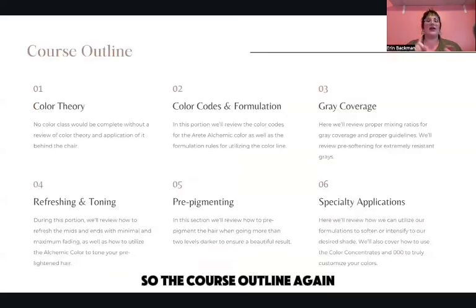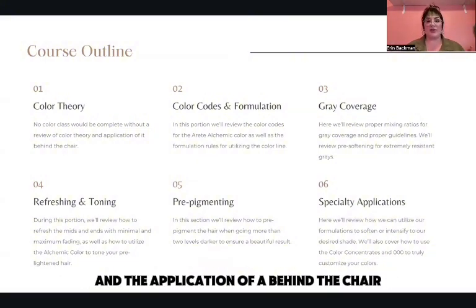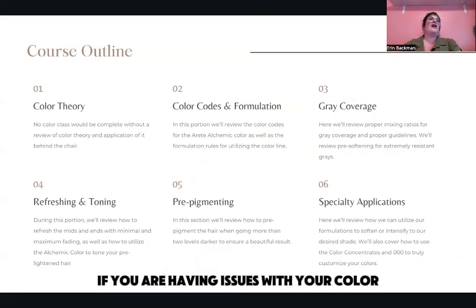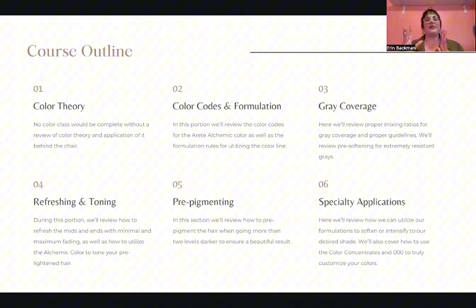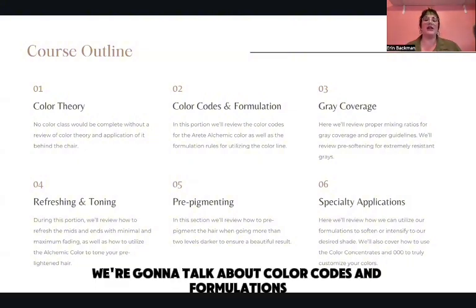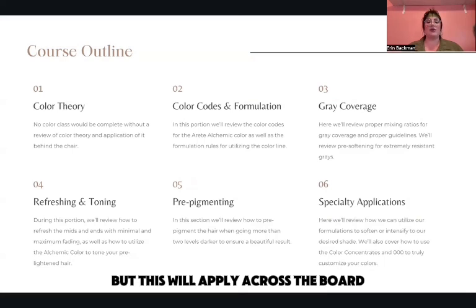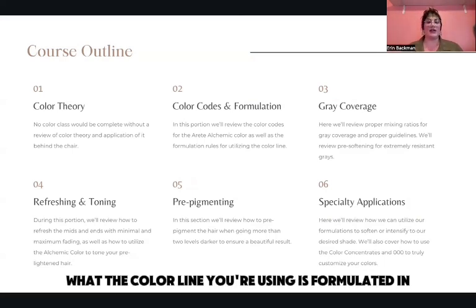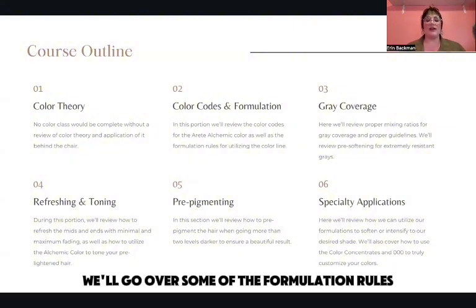So the course outline, again, we're going to go over color theory. No color class would be complete without covering color theory and the application of it behind the chair. This is the most important step. If you are having issues with your color, I guarantee you it comes down to color theory. Next, we're going to talk about color codes and formulations. We're going to be reviewing the color line Arete, but this will apply across the board. The goal is to understand what the color line you're using is formulated in. Very important. We'll go over some of the formulation rules.